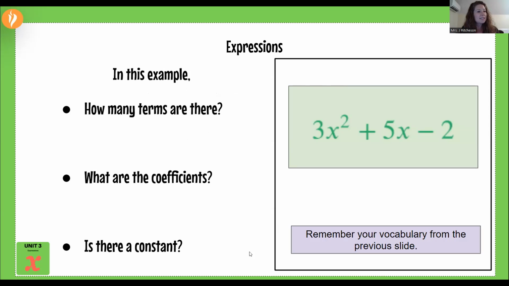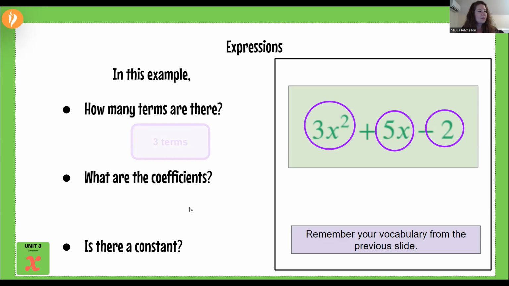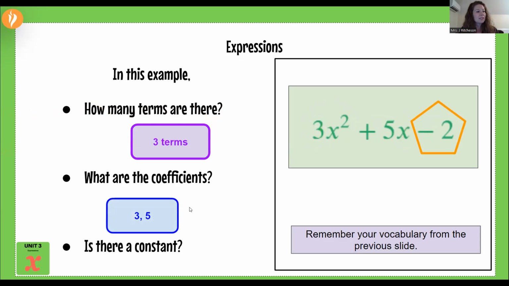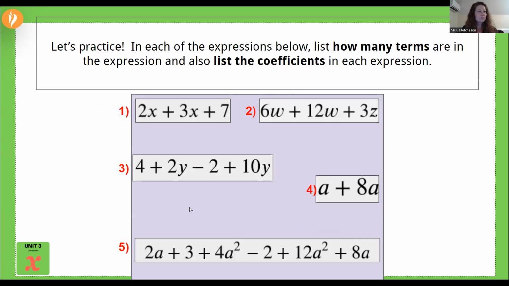And is there a constant? Yes, there is. It's a number not attached to a variable. So the constant is negative 2. That minus sign belongs to the 2. All right, there's our 3 terms. Our coefficients are 5 and 3. And our constant by itself is negative 2.